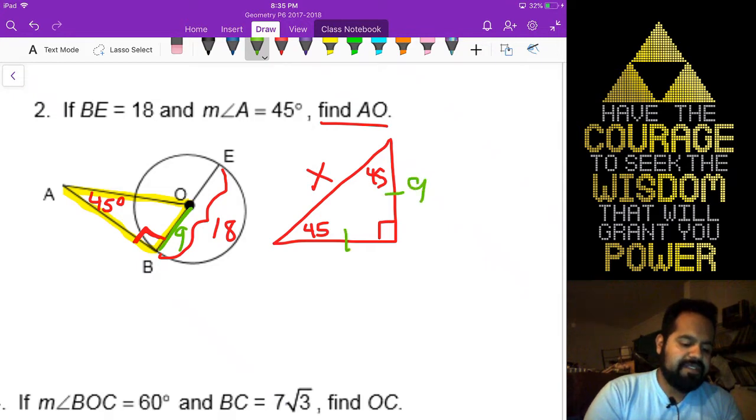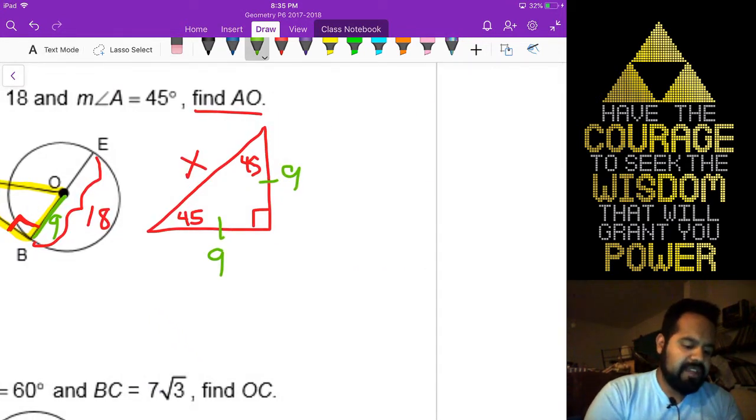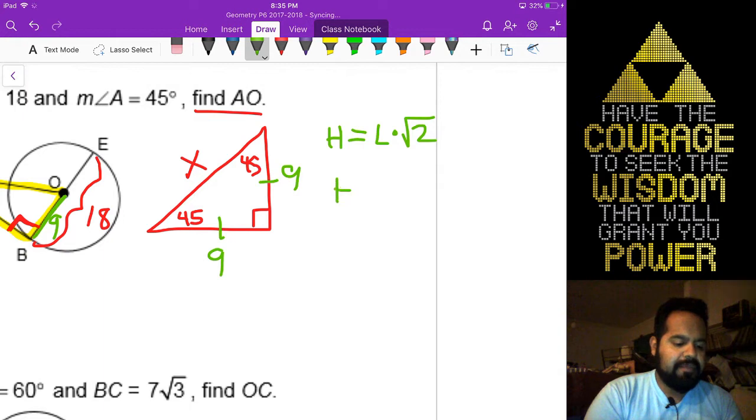Now technically these two are congruent, so if you really wanted to, you could do the Pythagorean Theorem, or you can use the relationship that your hypotenuse is equal to the leg times the square root of 2. So then your hypotenuse equals 9 rad 2. Therefore, x equals 9 rad 2.